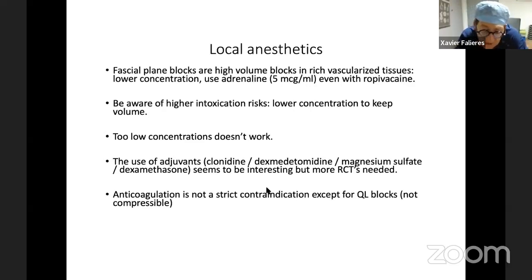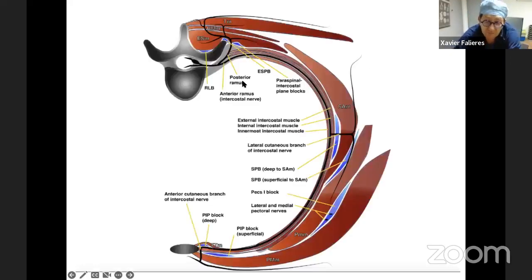So, about anticoagulation, except for the QL block, the quadratus lumborum blocks, it's not a contraindication to give those blocks single shot. So the truncal plane blocks, these are a lot of different blocks we can give, from the parasternal blocks, to the serratus anterior block, to the erector spinae plane block, the paravertebral blocks, and the retrolaminar blocks. So there are a lot of possibilities to give blocks at the trunk.